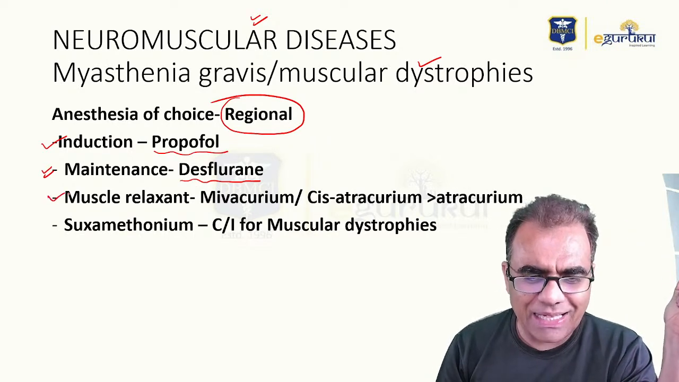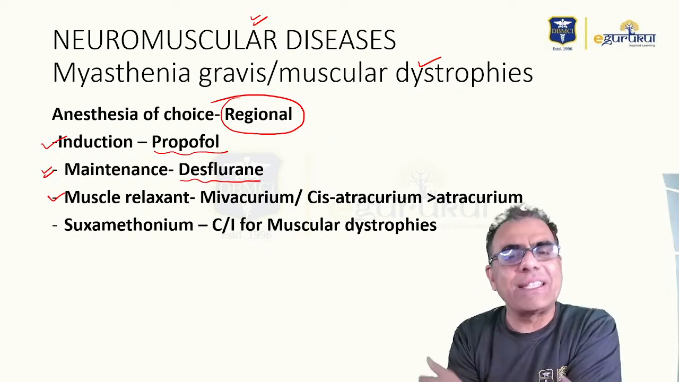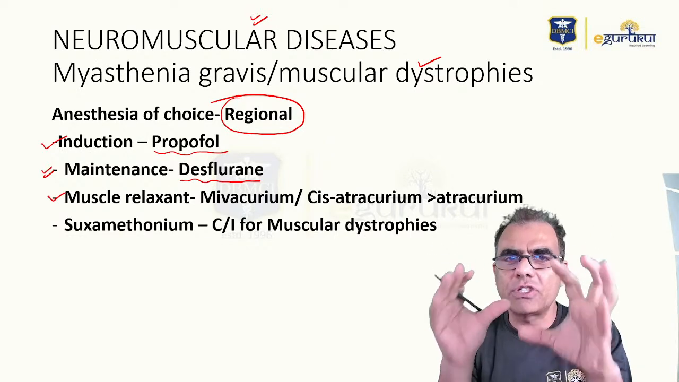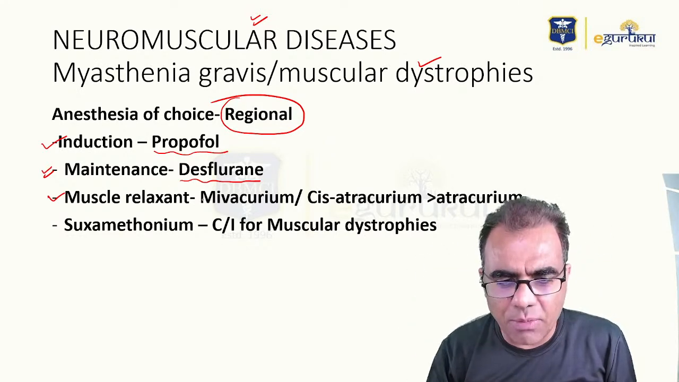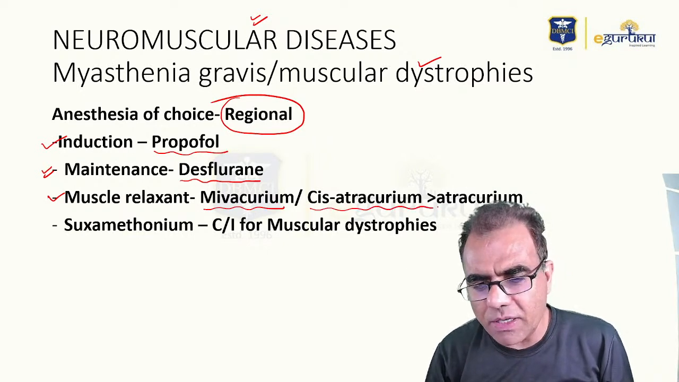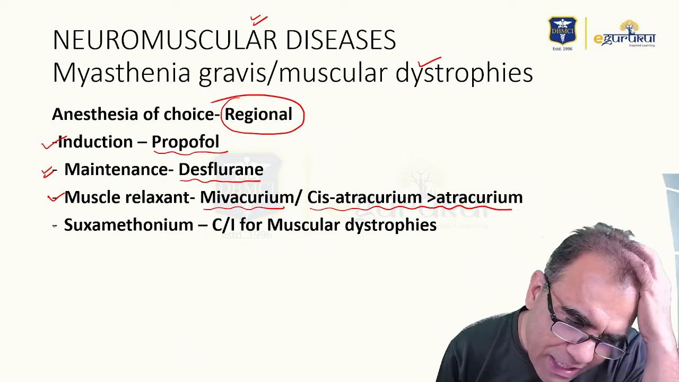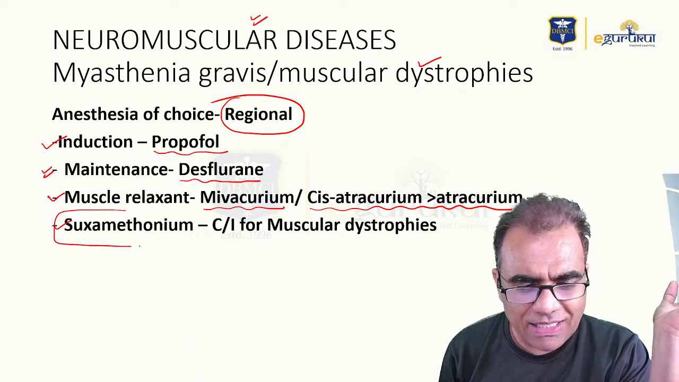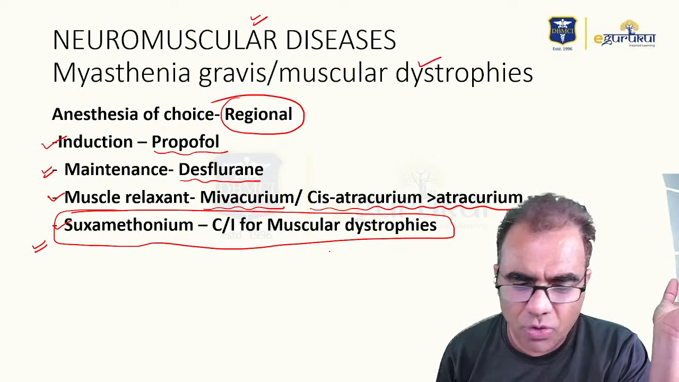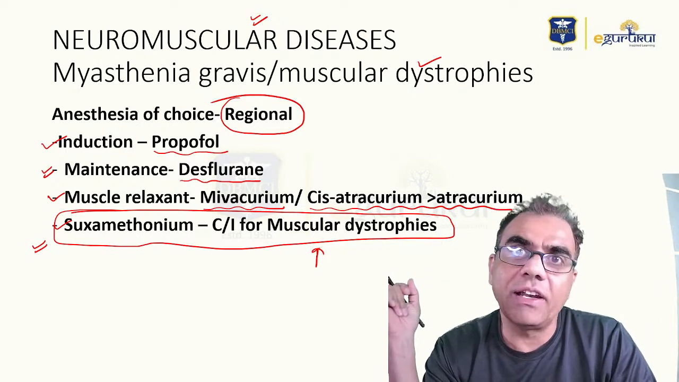They have increased sensitivity to muscle relaxants. So therefore, we have to use a muscle relaxant which does not have risk of accumulation, like mivacurium, short acting, with no risk of accumulation. Cisatracurium and atracurium also have no risk of accumulation. And if it is muscular dystrophies, then succinylcholine is absolutely contraindicated. Not only that, in fact, giving succinylcholine to muscular dystrophy patients can turn out to be even a fatal event.